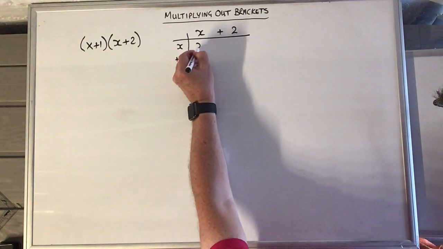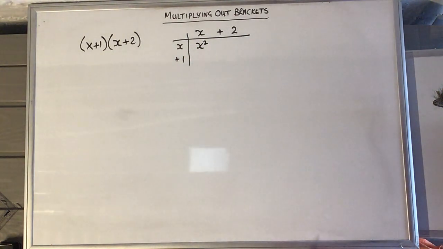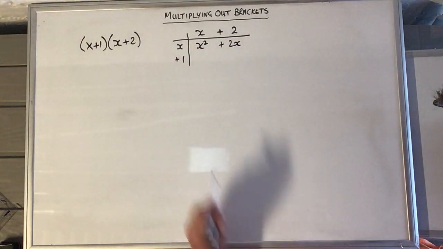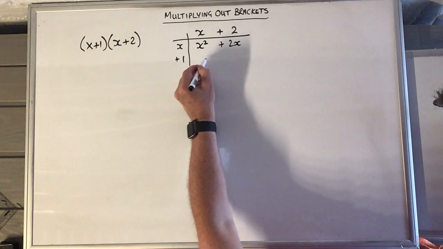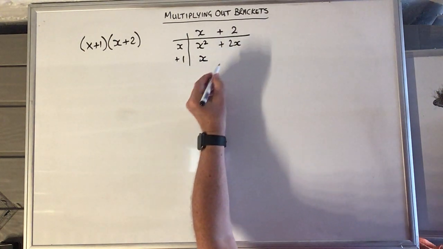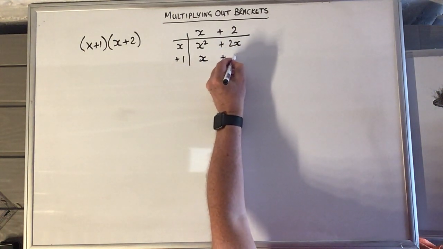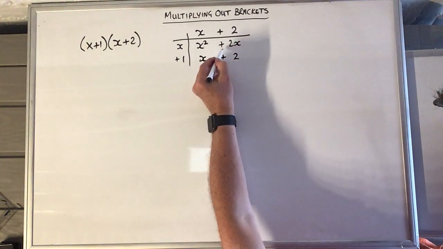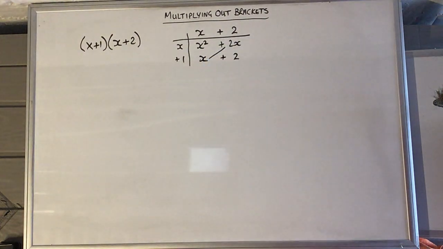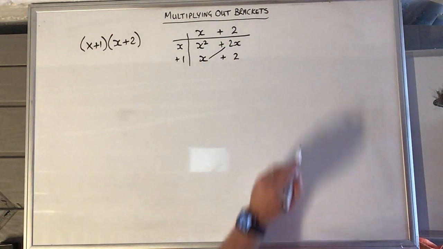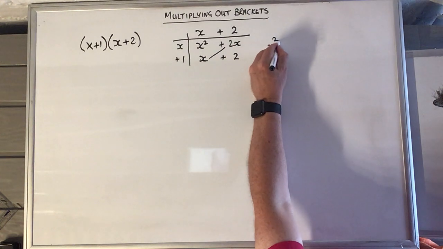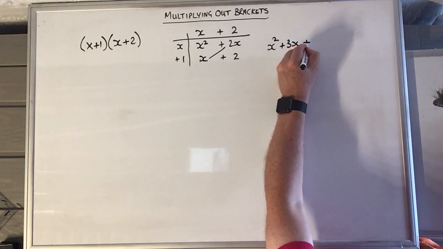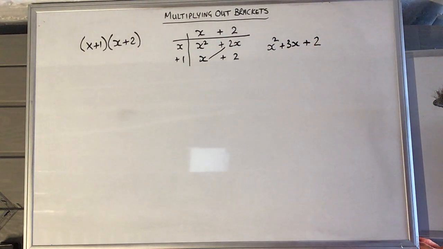X times x is x squared. X multiplied by 2 is a positive 2x. Positive 1 times x is just x. Positive 1 times a positive 2 is a positive 2. Hopefully you can see it tidies up diagonal. So our final answer, we've got an x squared. 2x plus an x is 3x. And we've got a 2 at the end.